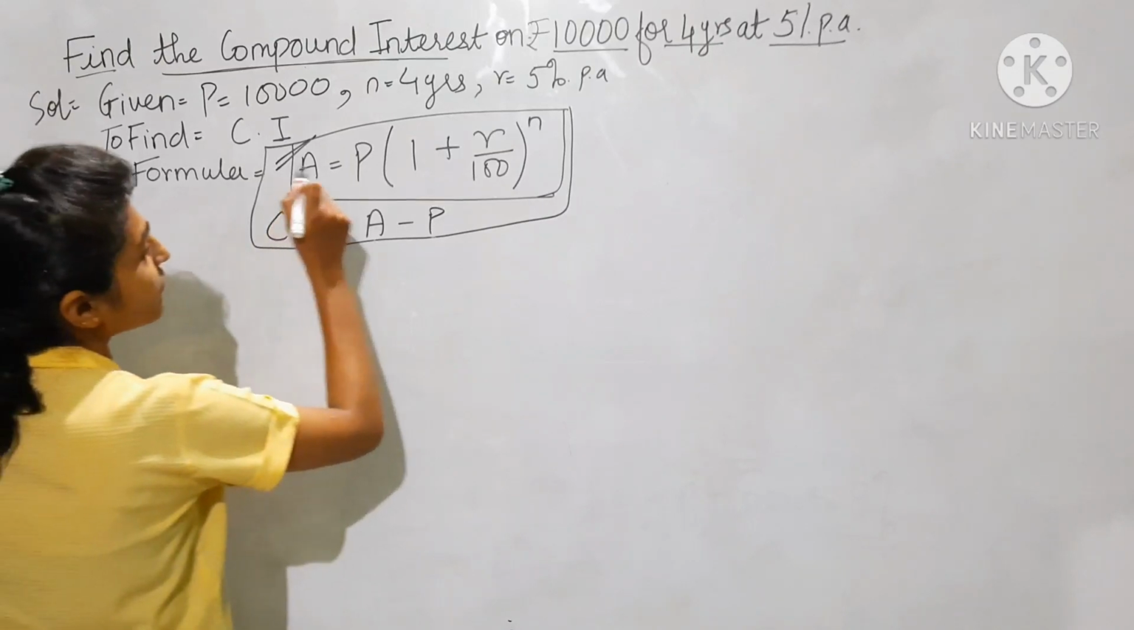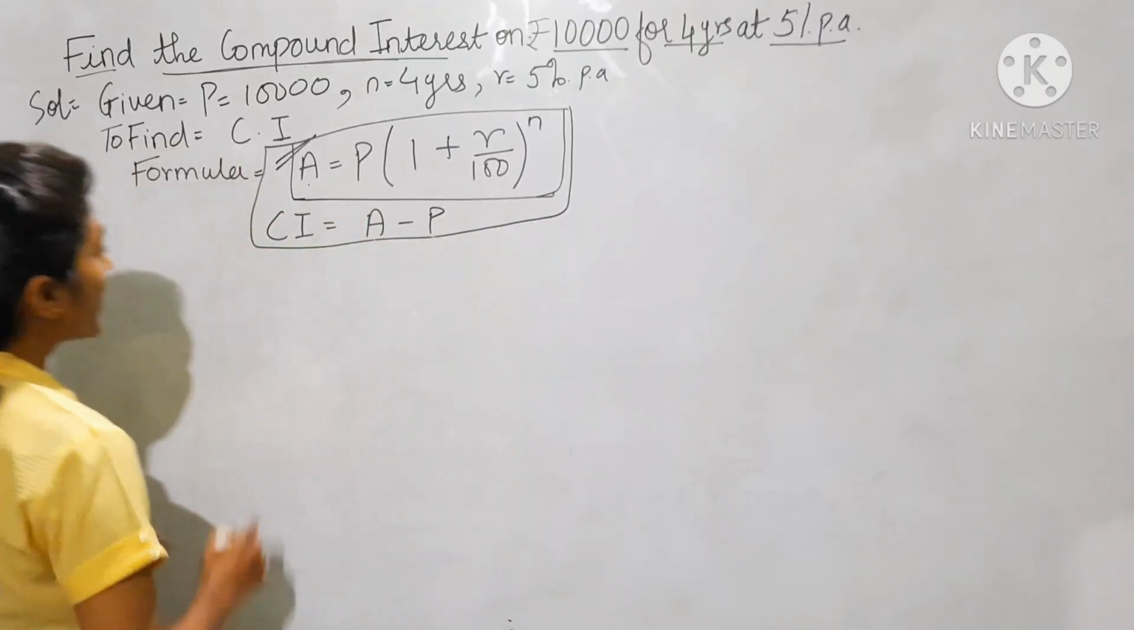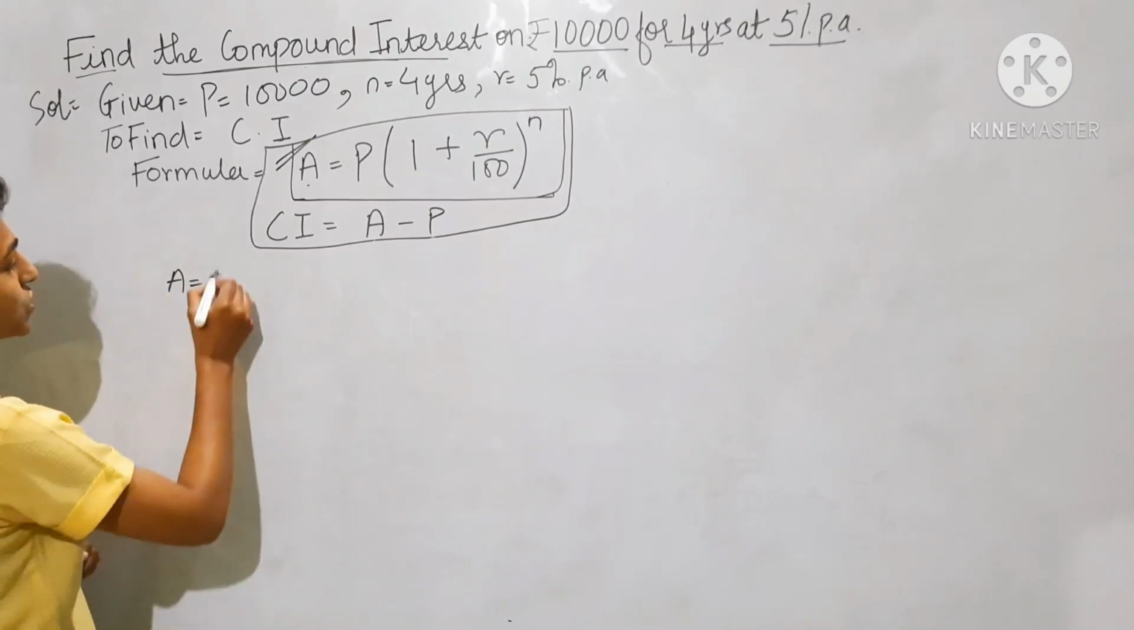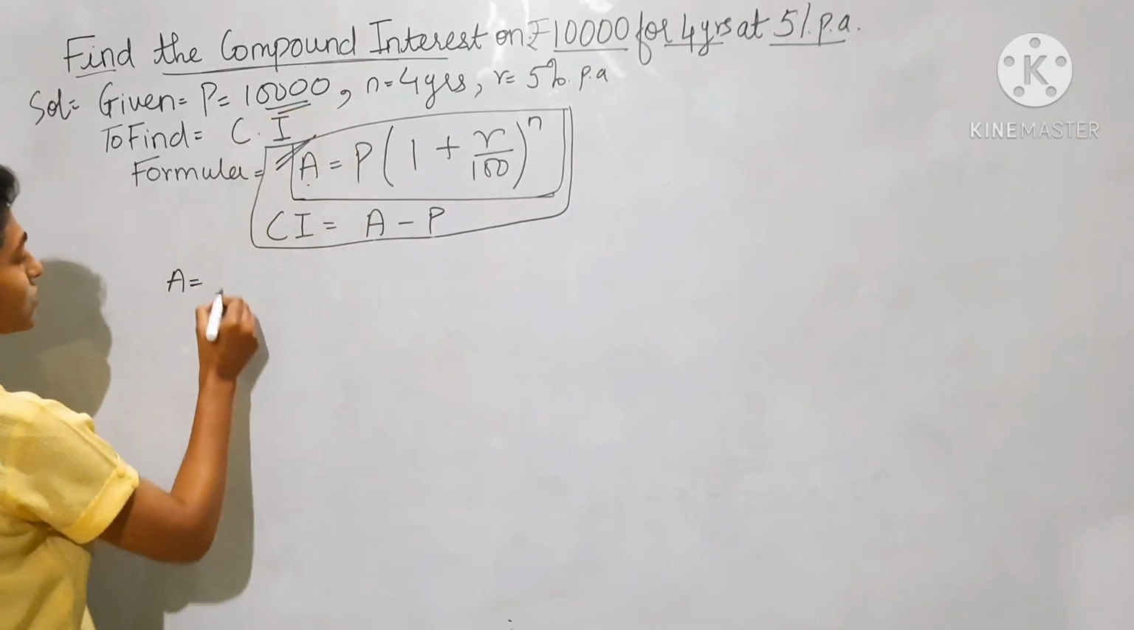Okay. So put the values as per the formula. A we have to find, that's why we write A as it is. A is equal to, P is how much? 10,000.